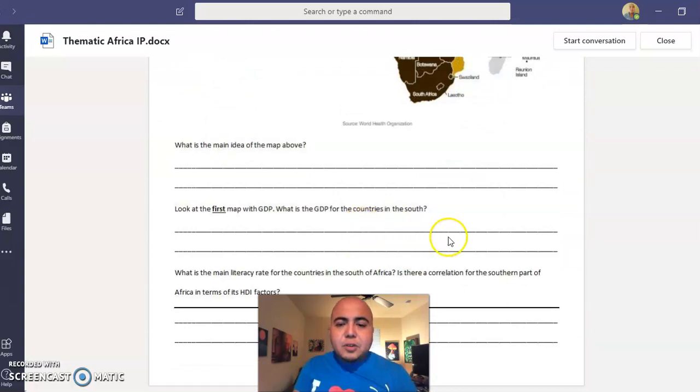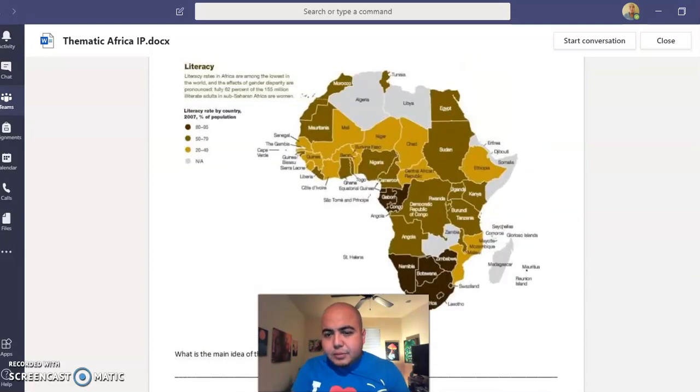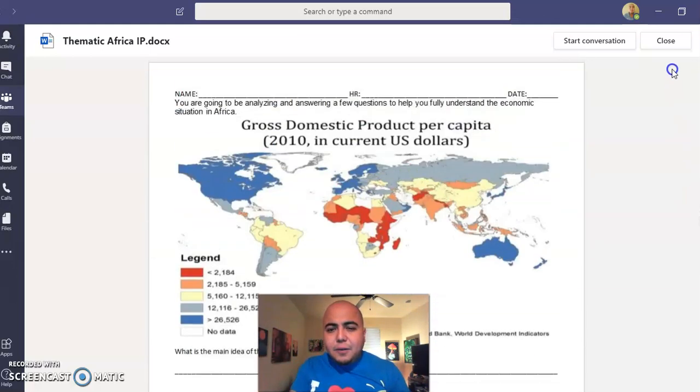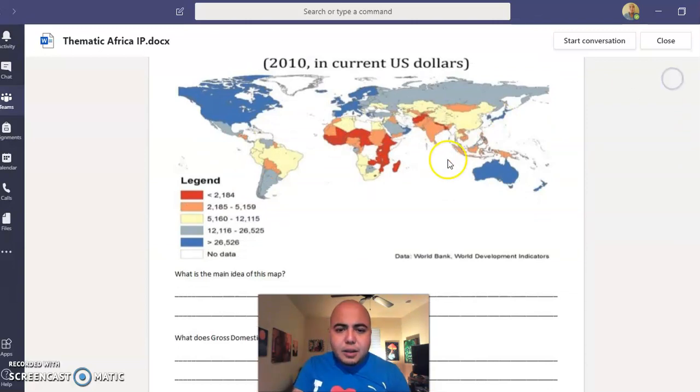What is the GDP for the countries in the South? It's medium. This is very important because now this is going to take us to the last question. What is the main literacy rate for the countries in the South of Africa? Is there a correlation for the southern part of Africa in terms of these factors? So if you look at Africa's GDP in the South, this is basically one of the highest GDPs you'll have in Africa.